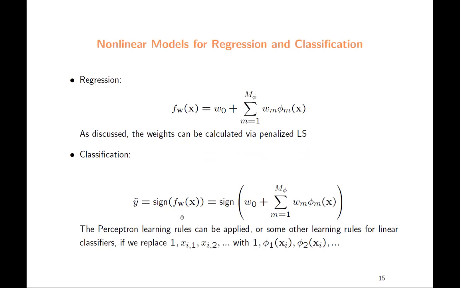And in regression, this is also simply the output, W0 plus a weighted sum of the basis functions. And in classification, we can put a sign in front and then just look at the sign of this expression. And we can apply the perceptron learning rule if you want, after the transformation of the inputs to the basis function representation.